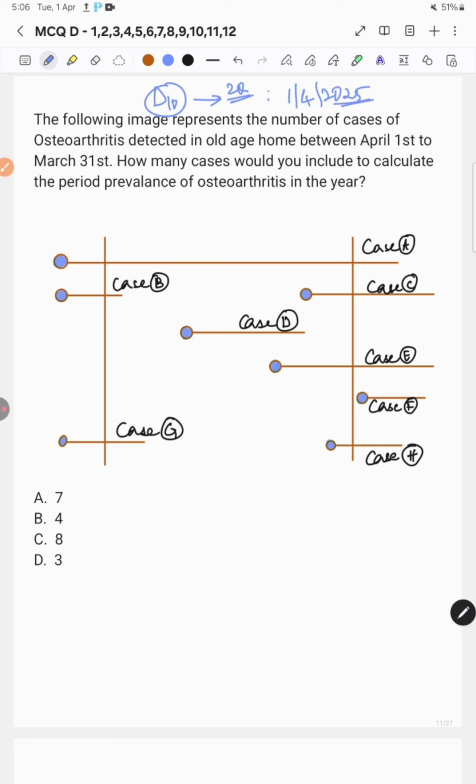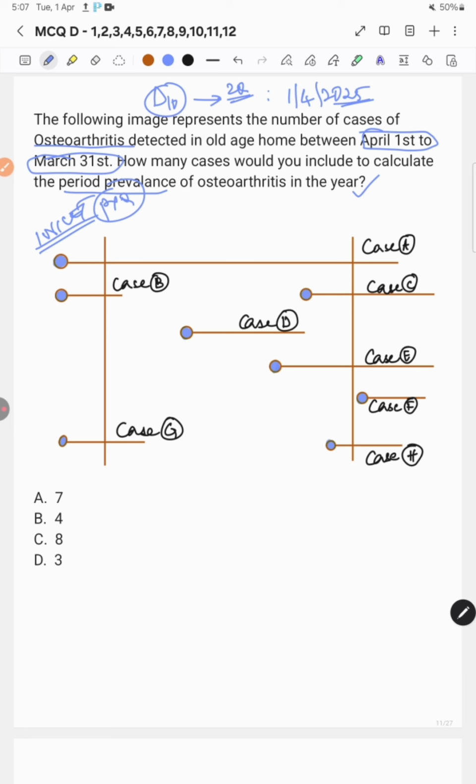What does it say? The following image represents the number of cases of osteoarthritis detected in the old age between April 1st to March 31st. So taking into account the financial year. Here I have taken the financial year as the account, not January to December, right? I have taken from April to March 31st. How many cases would be included to calculate the period prevalence of osteoarthritis in this year? Okay, so this is the previous INICET question.